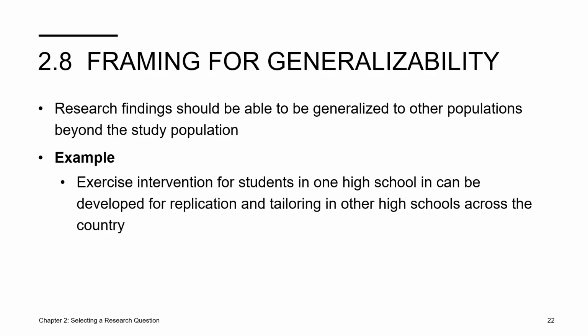Section 2.8 goes over framing for generalizability. Research findings should be able to be generalized to other populations beyond the study population. An example that Jacobsen gives is that an exercise intervention for students in one high school should be developed for replication and tailoring in other high schools across the country. So within your research methods course, if you're working on a group project, it may be that you do this project on students at your university.